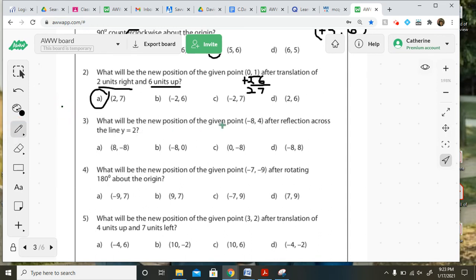What will be the new position of the given point -8, 4 after a reflection across the line y is equal to 2? Okay, well, here's another one of these that we are practicing. Sorry, that's not a very straight line. Y is equal to 2 is at this place right here. This is the graph of the line y is equal to 2.